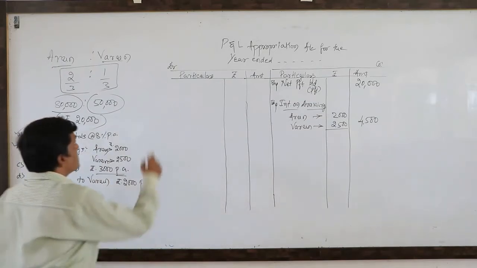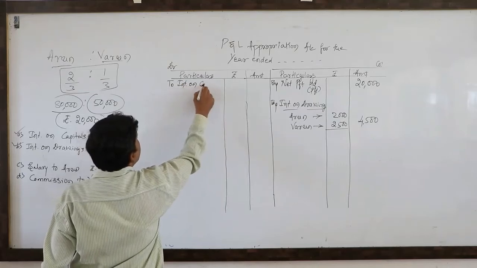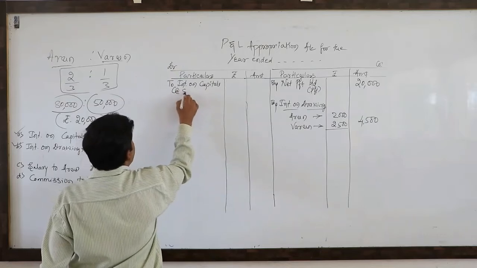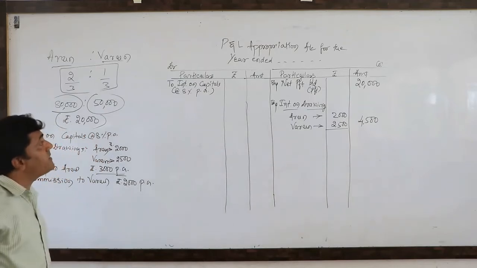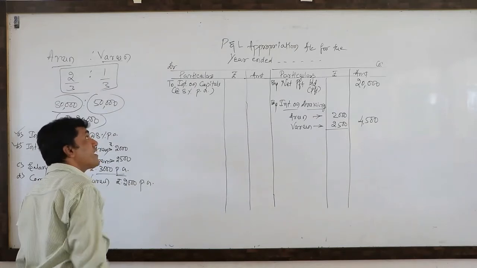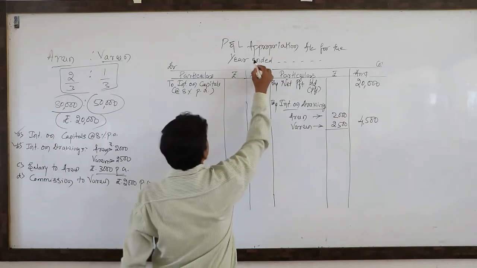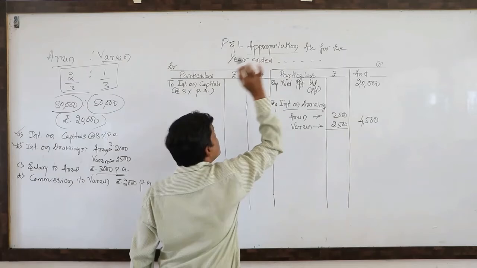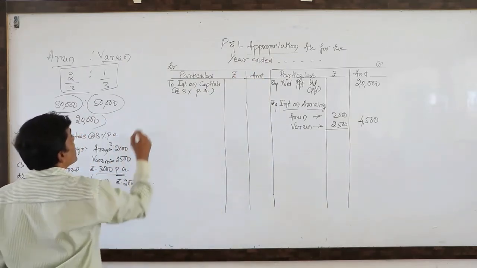Interest on capitals at 8% per annum. Interest on capital is an expense to the firm, that is the reason I am going to write it on the debit side of this nominal account, this P&L adjustment account, or you can say appropriation account. Interest on capitals at 8% per annum.